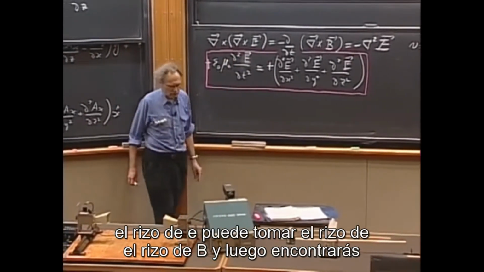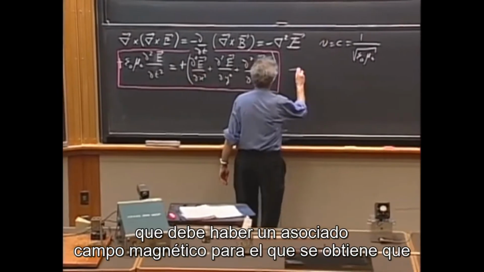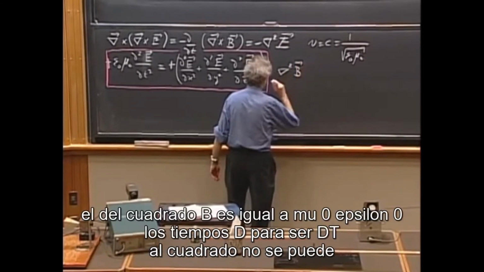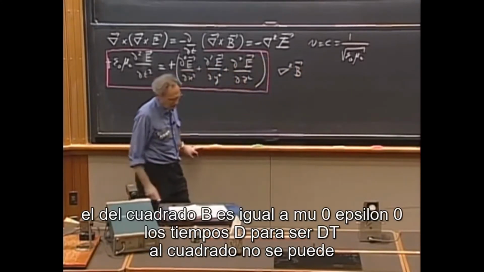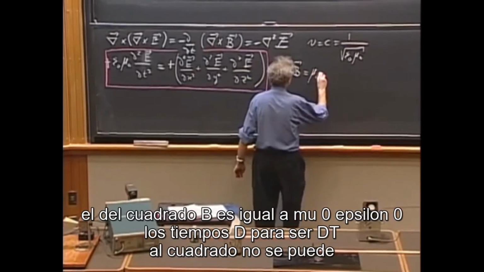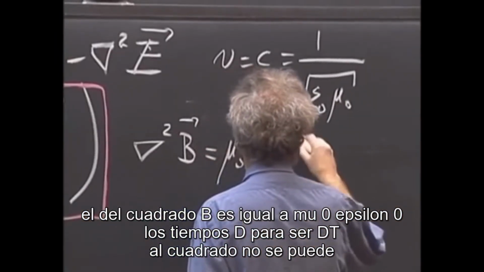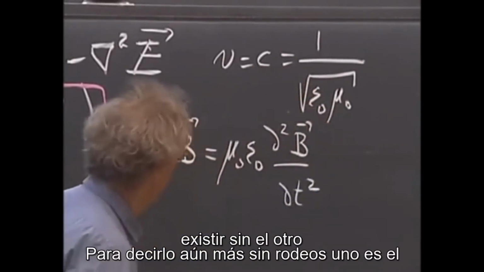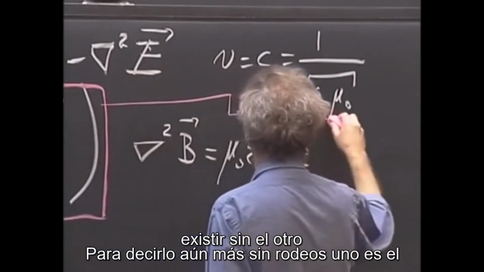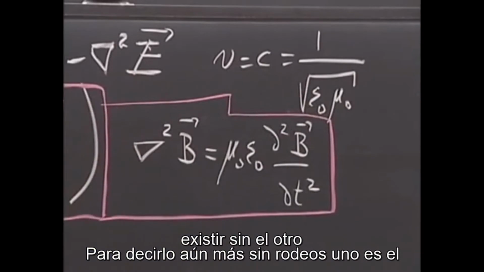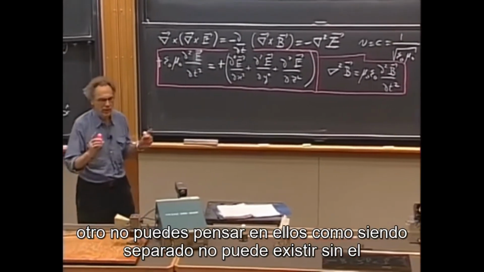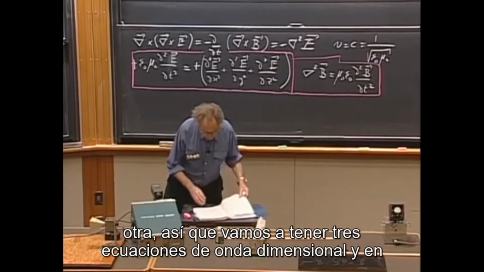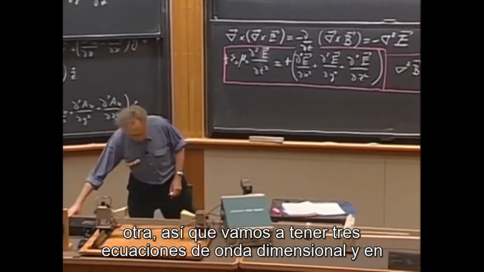Now you can go through a similar reasoning. Instead of taking the curl of E, you can take the curl of B, and then you will find that there must be an associated magnetic field for which you get that del squared B equals mu 0 epsilon 0 times d2B/dt squared. One cannot exist without the other. To put it even more bluntly, one is the other. You cannot think of them as being separate. One cannot exist without the other.